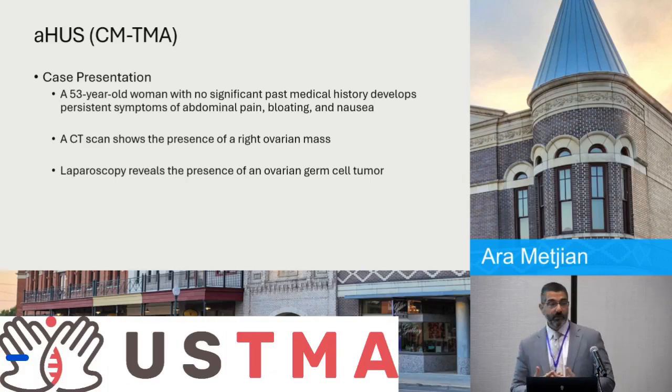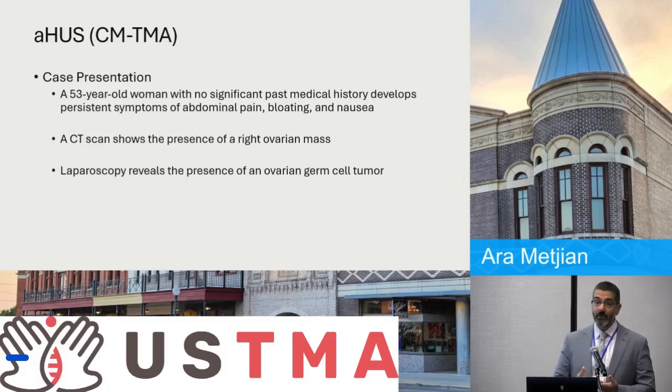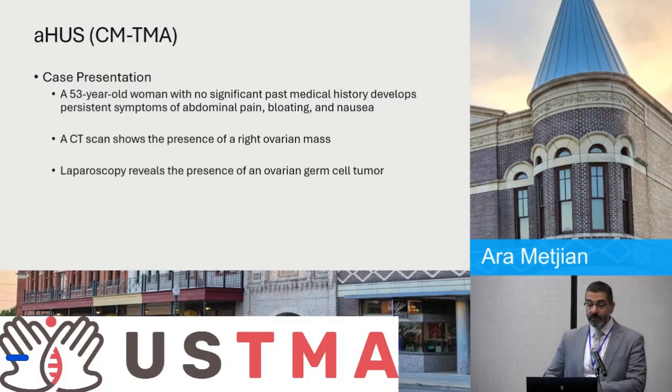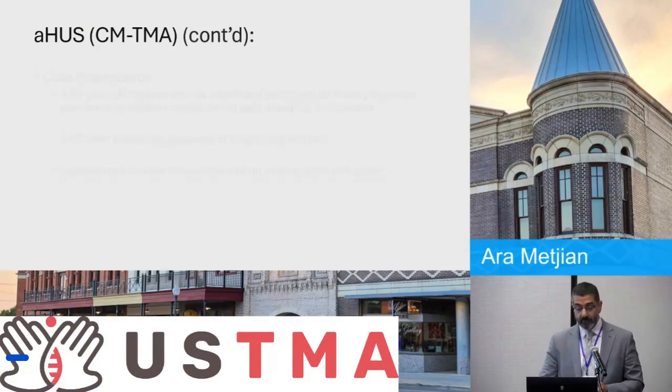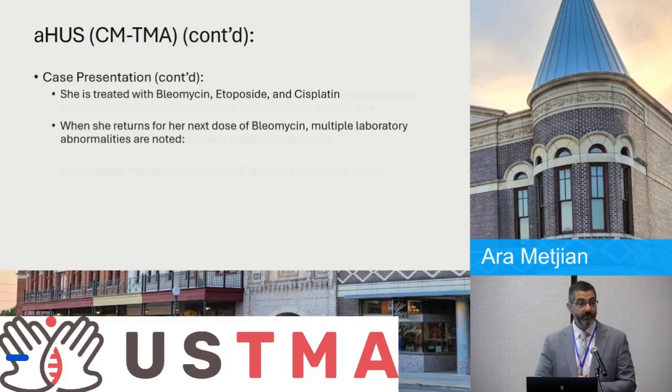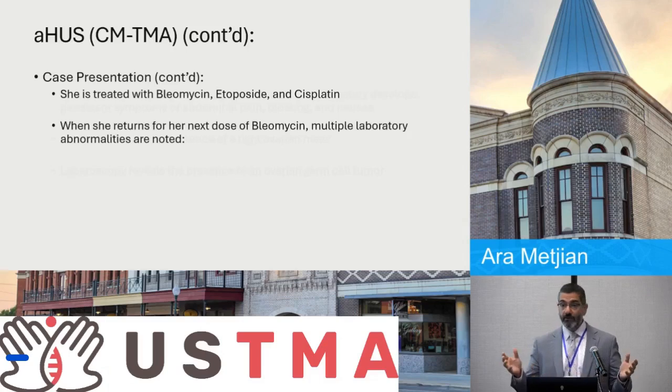She undergoes a CT scan eventually, and she has a mass on her right ovary. Turns out that she has what's called a germ cell tumor. It's an ovarian cancer. She sees her oncologist and they say, okay, there's a very classic treatment that you give for this. She's given this combination of chemotherapy. Everything goes fine. She feels fine.